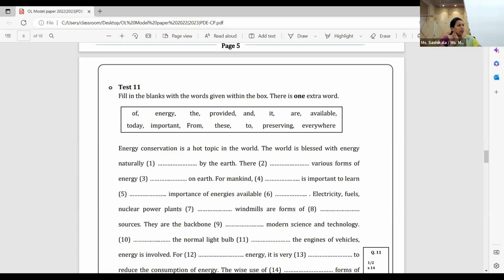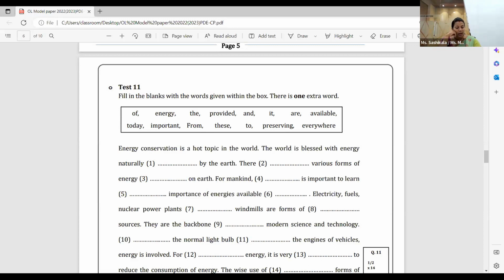Now, children, and your grammar is also checked. Now, so you can see by looking at the words, there are joining words, articles, and other words there.